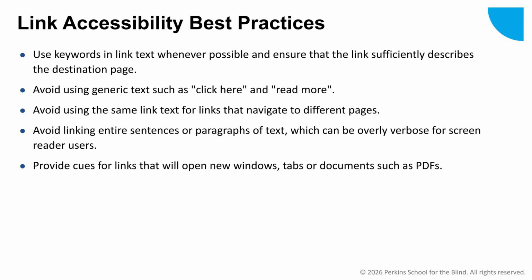Another best practice is to ensure that you are not linking entire sentences or paragraphs of text, because that can become overly verbose for screen reader users. Imagine going to a link and having an entire paragraph read to you. If you have a link that opens in a new tab or opens in a new document type, such as a PDF, you should always announce where that is going to open to, whether it opens a new window or opens a PDF or downloads a file type.